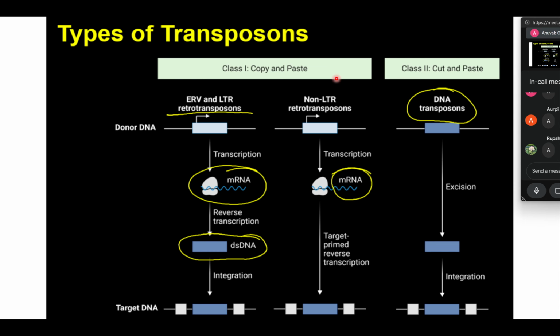And then there are non-LTR transposons which don't have enhancer sequences on both ends, but they also can transcribe into an mRNA and do target-primed reverse transcription. So they go near a target first and then do the reverse transcription to integrate. So these are very interesting genes, transposons, that can just go from one place to the other, and they have all the essential utilities that are required for them to go from one place to the other.